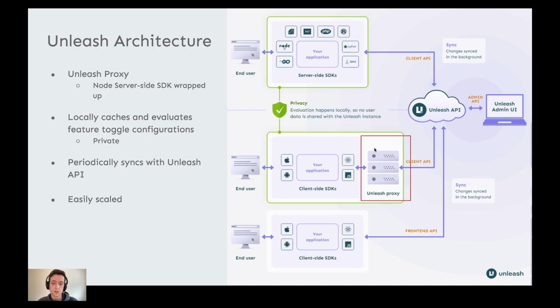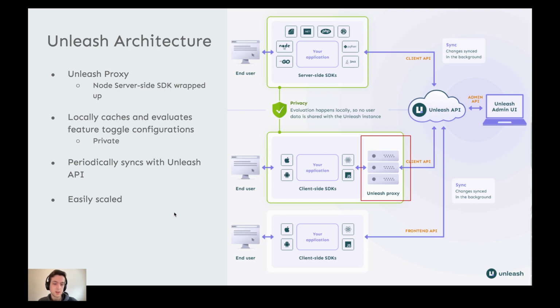Over here, you have the Unleash proxies. This is part of what connects the client-side SDKs to the Unleash API. It's the Node server-side SDK wrapped up with additional API layers, and it works the exact same way the server-side SDKs work. So again, it locally caches those feature toggle configurations, periodically syncs with the Unleash API to make sure it has the most up-to-date feature toggle configurations, and evaluates locally.